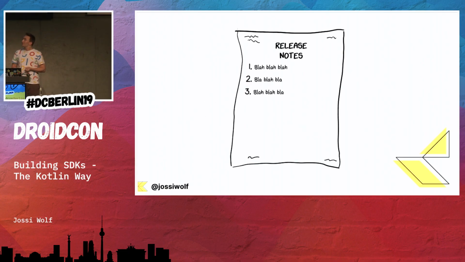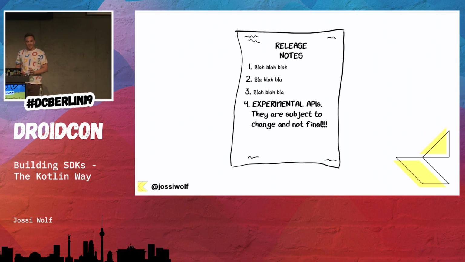So release notes, you write some stuff, and then you put on there experimental APIs. Those are subject to change. They will change. I can guarantee you, they're not final. Like, don't just rely on them blindly. We all know developers, right? Right? You know the outcome.